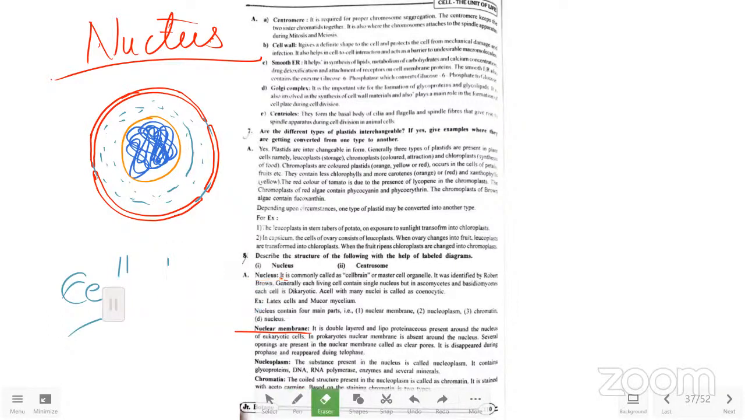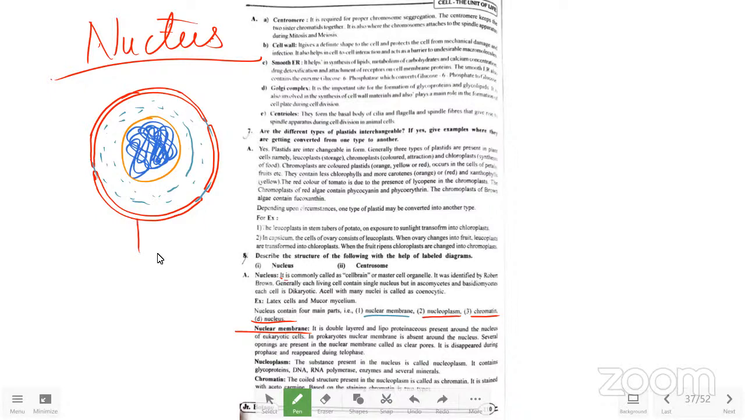This nucleus was first identified by Robert Brown, and it has a total of four parts: the nuclear membrane, nucleoplasm, chromatin, and the nucleolus. The first one is the nuclear membrane. The nuclear membrane is double membraned, and the two membranes are smooth but discontinuous. That means they leave a small gap in between the two membranes.